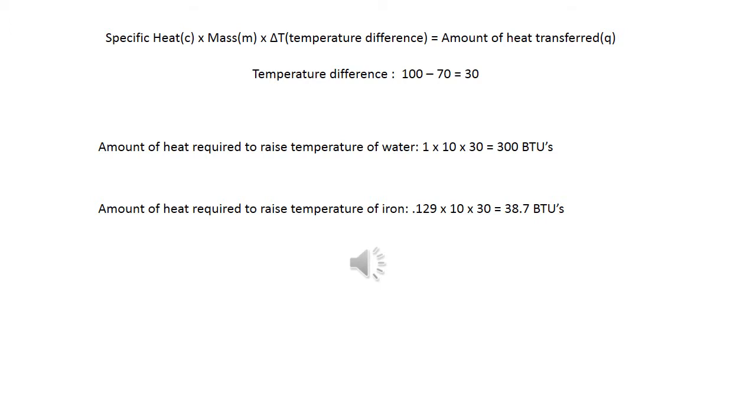So the amount of heat required to raise the temperature of water would be 1 BTU times 10 pounds times 30 degrees Fahrenheit, which equals 300 BTUs. The amount of heat required to raise the temperature of iron would be 0.129 times 10 times 30, and it equals 38.7 BTUs.